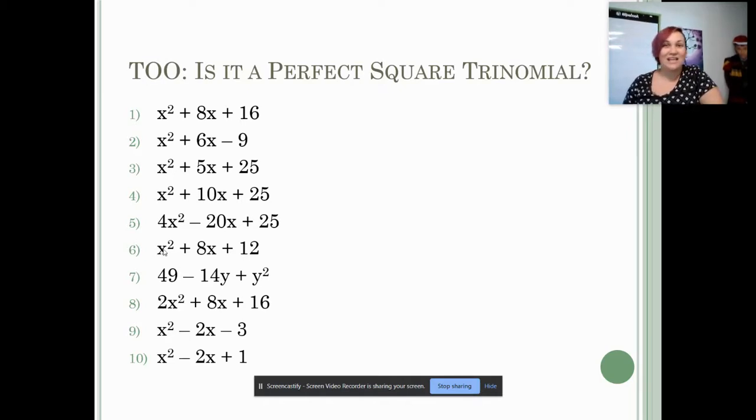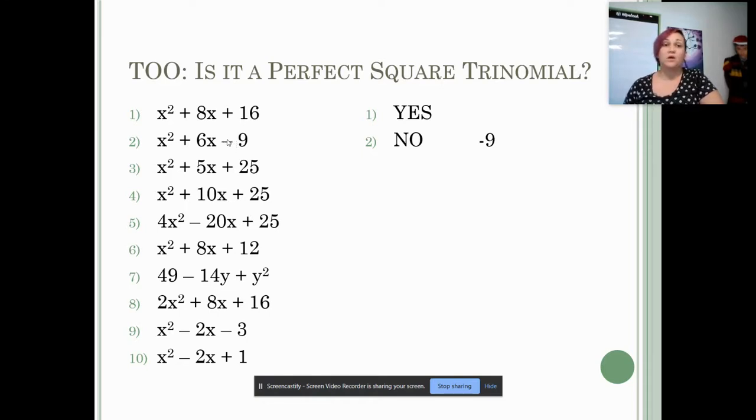All right, let's check those answers. So on the first one, I hope you got yes. It was x times 2 times 4, which is 8. On the second one, you should have gotten a no. And the reason why you should have gotten a no on the second one is because the last term has to be positive. So the fact that this was a -9 is bad. And so this is not a perfect square trinomial. Now in these problems, we're only checking to see if they're a perfect square trinomial. We're not really checking for anything else.